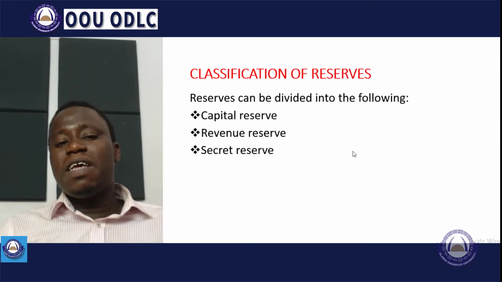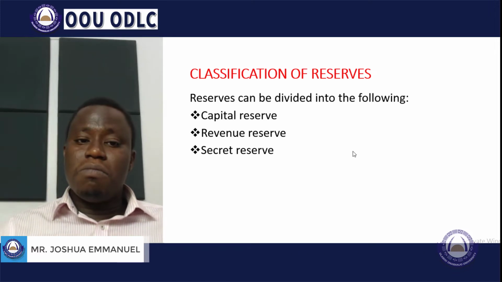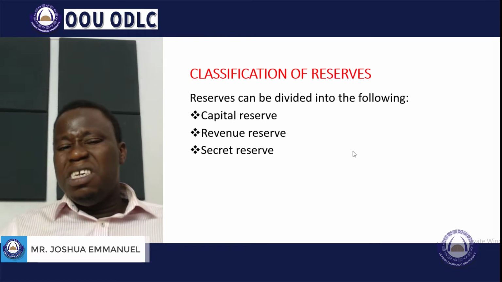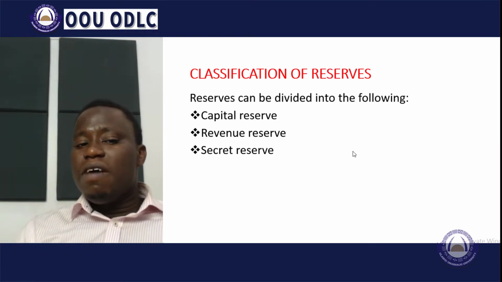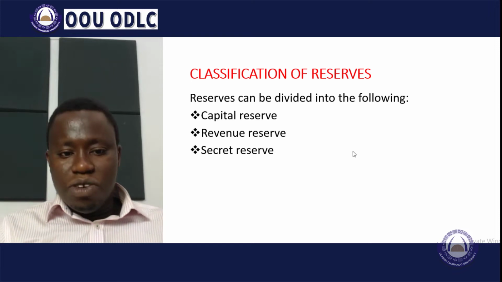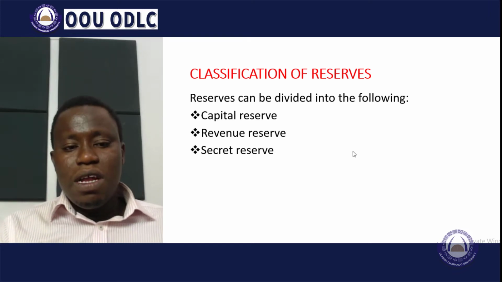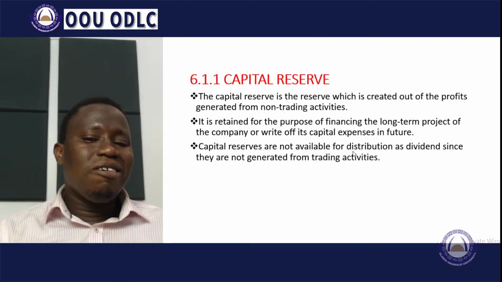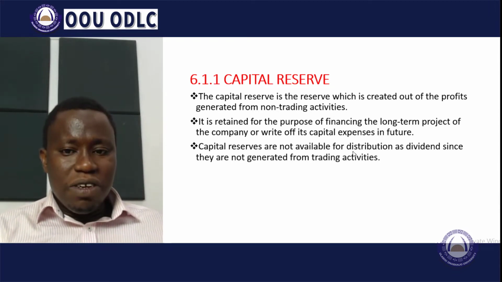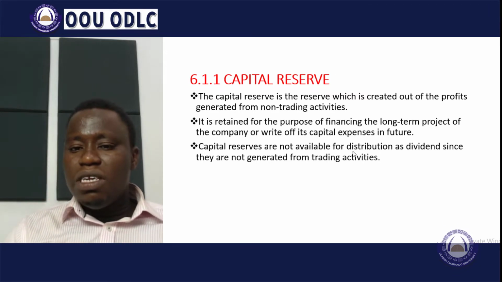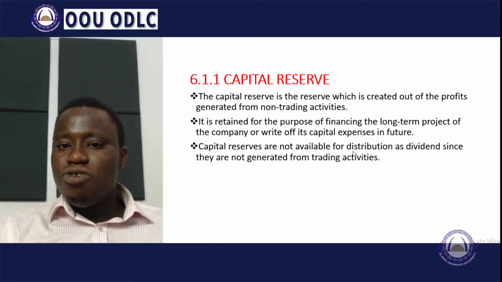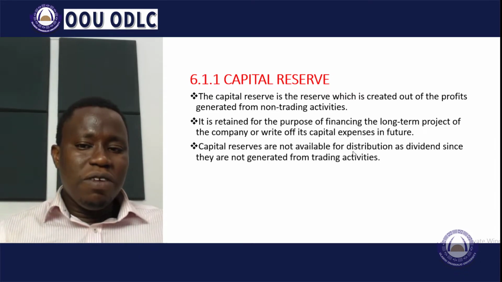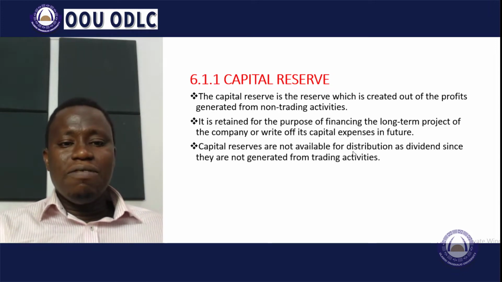Now, reserves can be classified into various forms, and specifically three, but mostly in businesses we deal with the first two: we have the capital reserve, revenue reserve, and secret reserve. Now, what do we mean by capital reserve? Capital reserve is the reserve that is created out of the profits generated from non-trading activities. It is important you understand this. It is a reserve that is created out of the profits generated from non-trading activities.